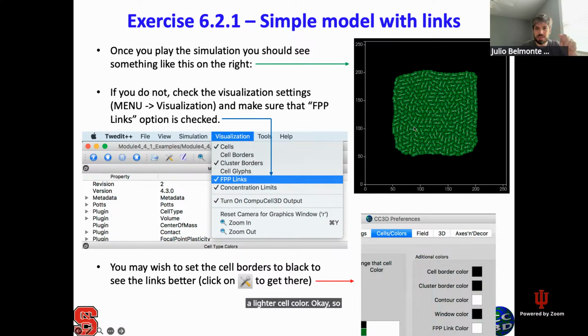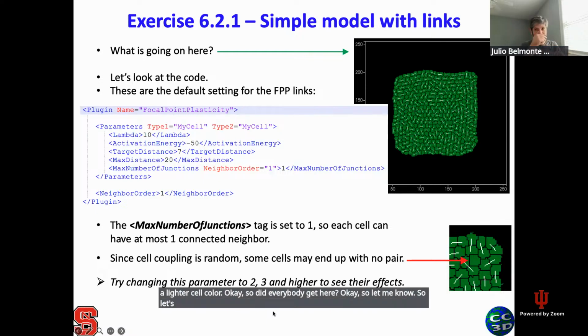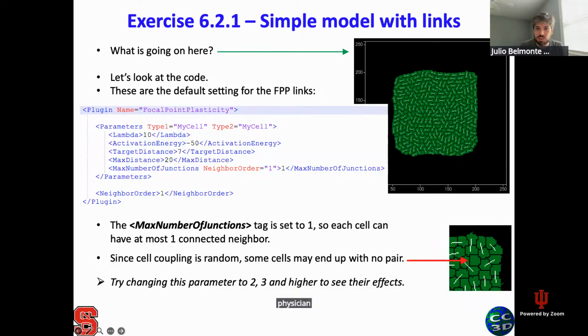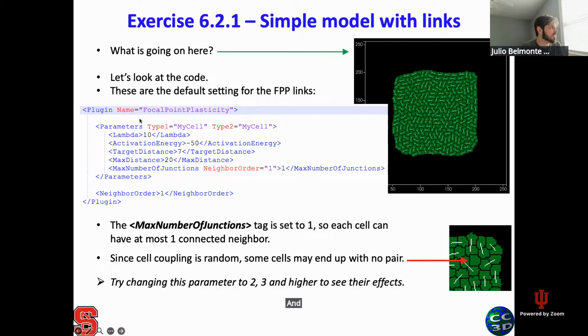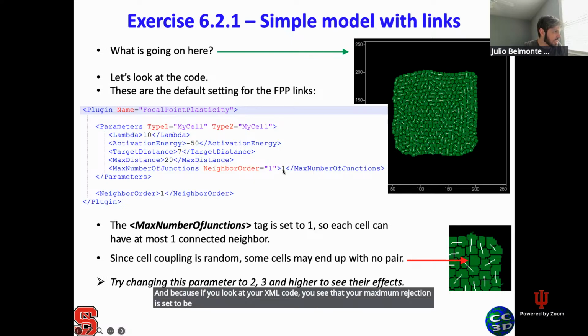Did everybody get here? Okay, let me know. So now that the visualization issues are solved, let's talk about what's going on here. What you see is that every cell has at most one link. If you look at your XML code, you see that your maximum number of junctions is set to be one here. So that's why every cell can have at most one link.